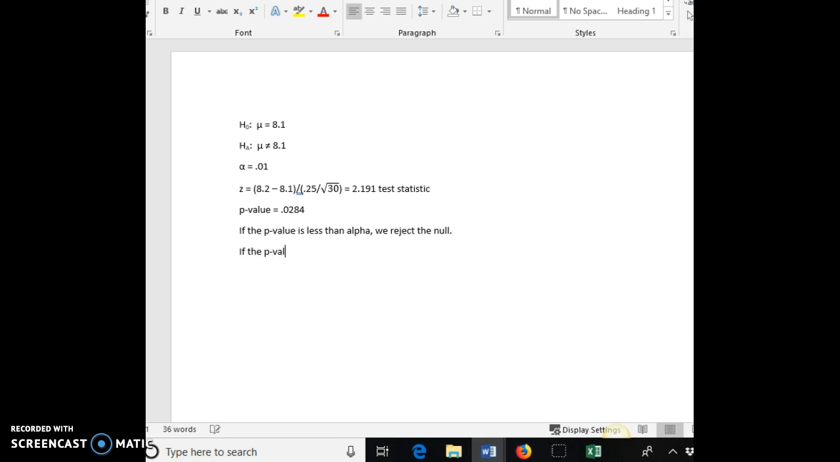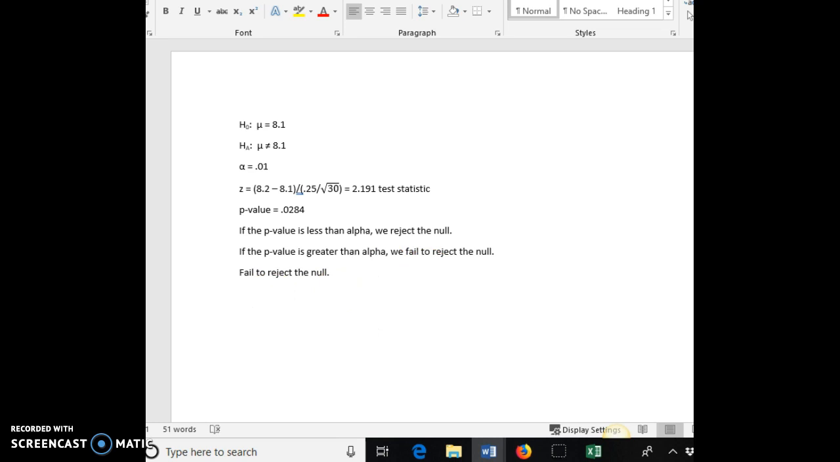Now if the p-value is less than alpha, we reject the null. And if the p-value is greater than alpha, we fail to reject the null. So let's notice in this case, this p-value is greater than alpha, so we fail to reject the null. This is exactly the same result we got when we did it in example 5. It's just that we found whether to reject or not to reject based on this p-value and alpha rather than based on our critical values. So we failed to reject the null.